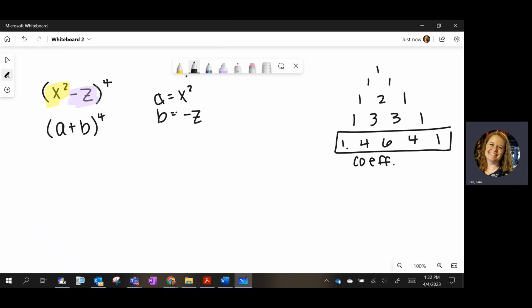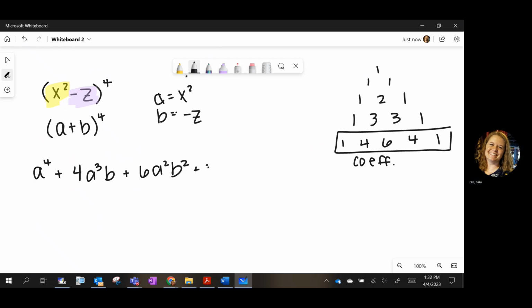So I know my leading coefficient would be a 1, and then I would start with A to the 4th, right? And then I would have my coefficient, 4, for A cubed B. And then I'd have 6 A squared B squared. And then 4 AB cubed. And then I'd be back to the 1, and it would be B to the 4th. Is everybody cool with that expansion, with just the A's and the B's?